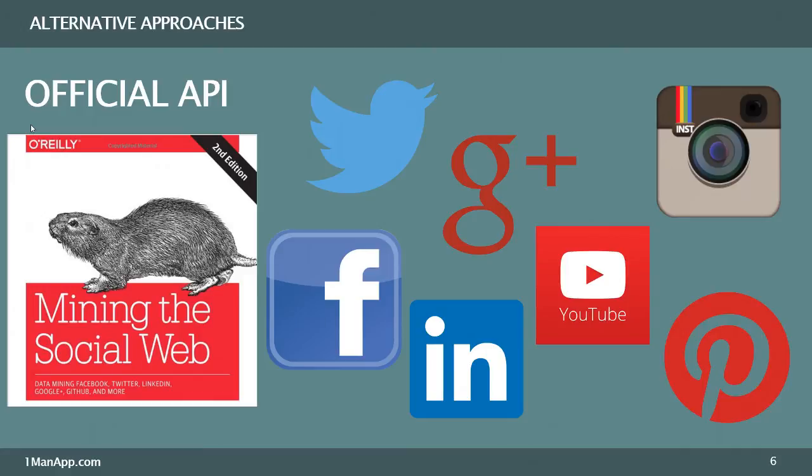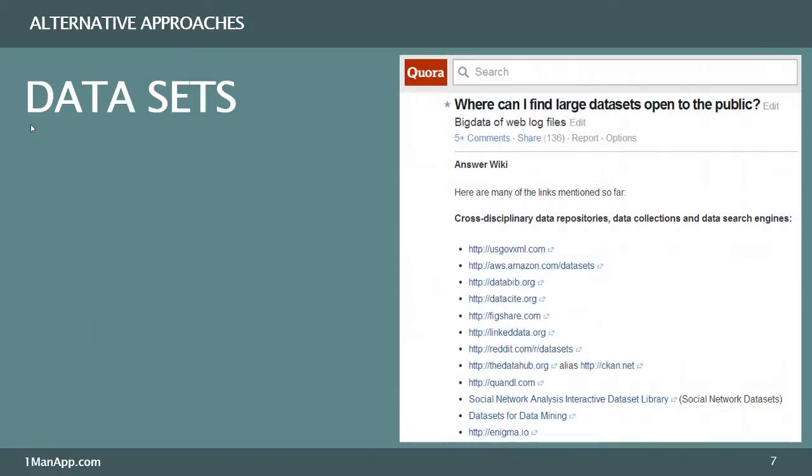A third approach would be data sets. And this again depends on what you're trying to achieve. But looking at this Quora post, you will find a large number of data sets that you could leverage, use, and analyze. They might not be up to date to the last minute, but in many cases, you don't really need the latest and greatest. You just need a lot. And that's one other approach you could be using.